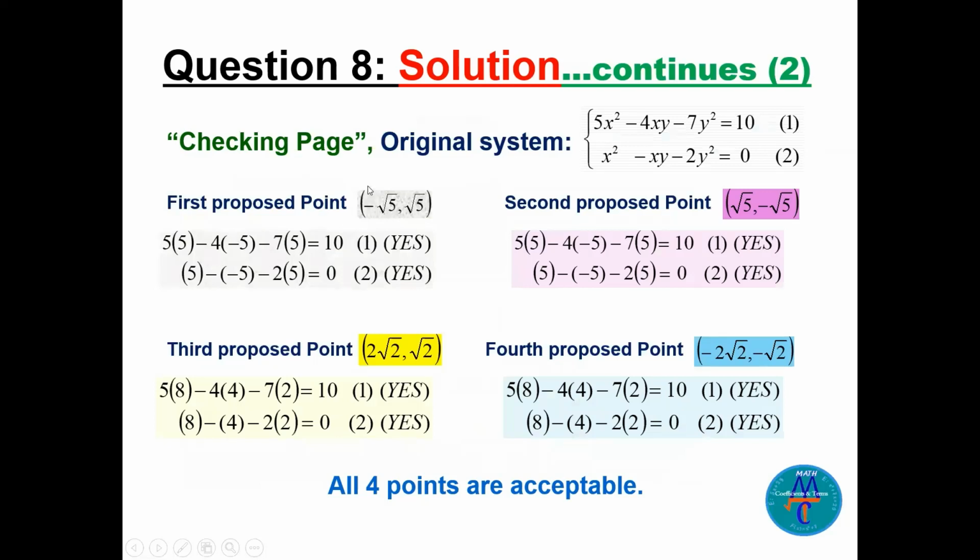So this is the checking. You take each point, first one, second, third, and fourth. Each point you replace in equations 1 and 2 to check that the right side is equal to the left side. So all points are acceptable.